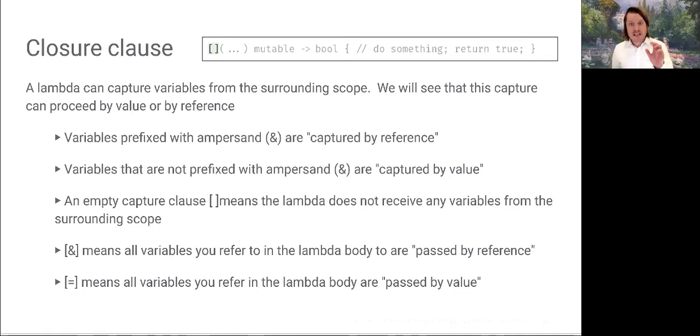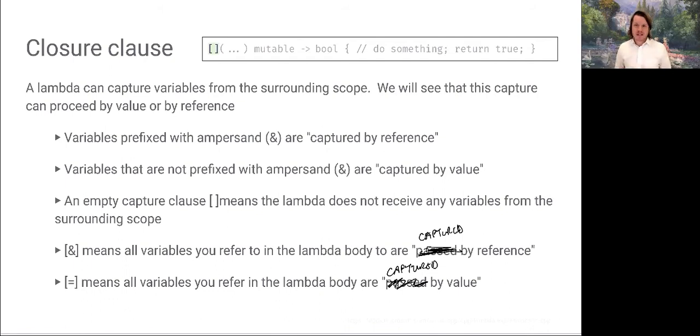If all you see is an ampersand within the square brackets, that means all variables in the surrounding scope are essentially brought into our lambda expression. So those you refer to within it can be considered as captured by reference. Likewise, if you were to see just an equal sign between these square brackets, that means all variables you refer to in the lambda body are captured by value. So you might notice I had to X some things out here.